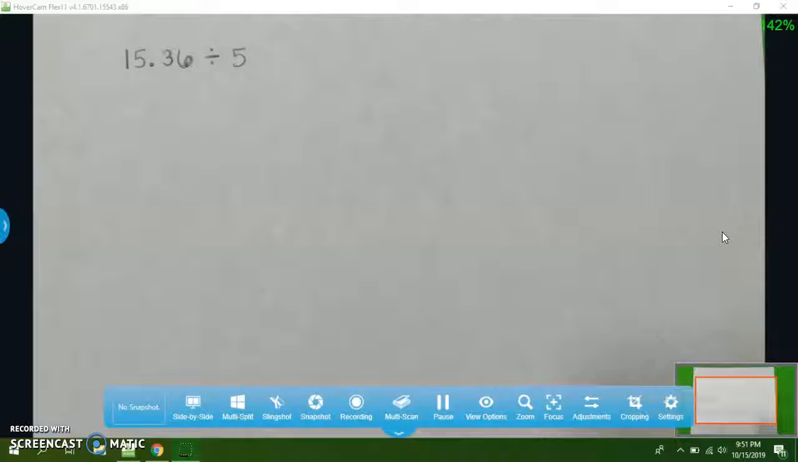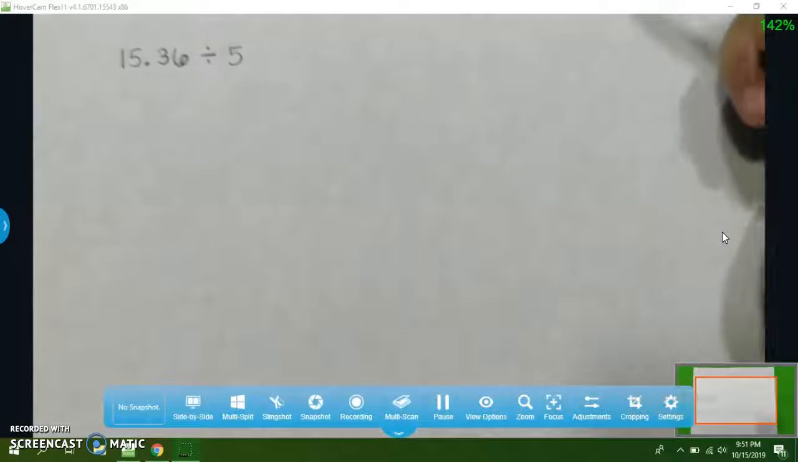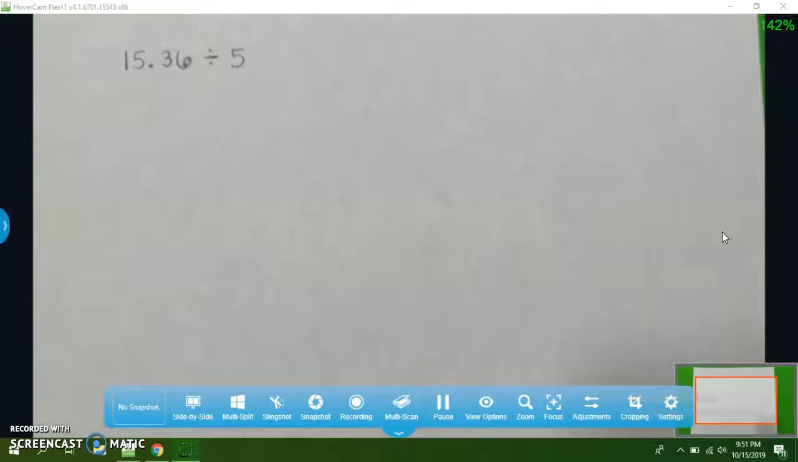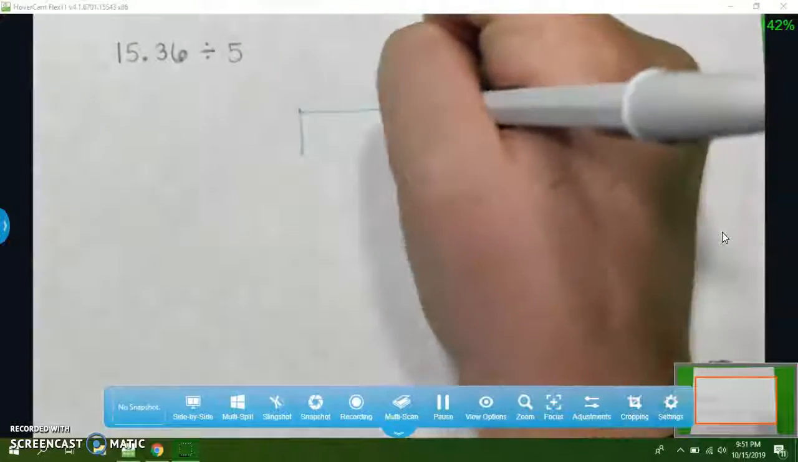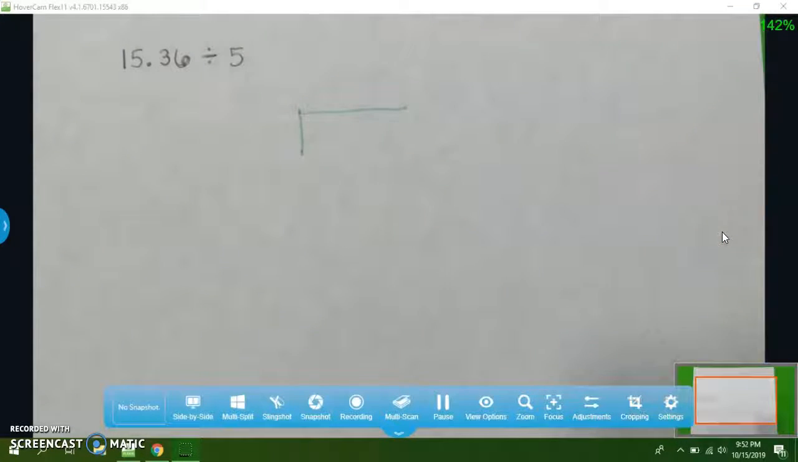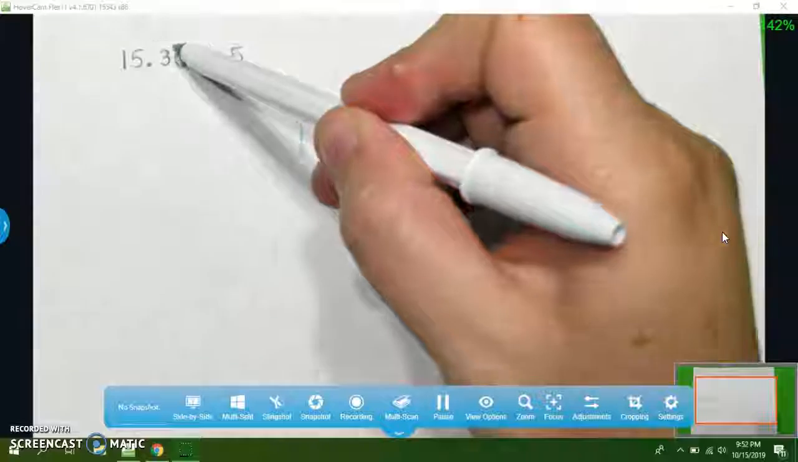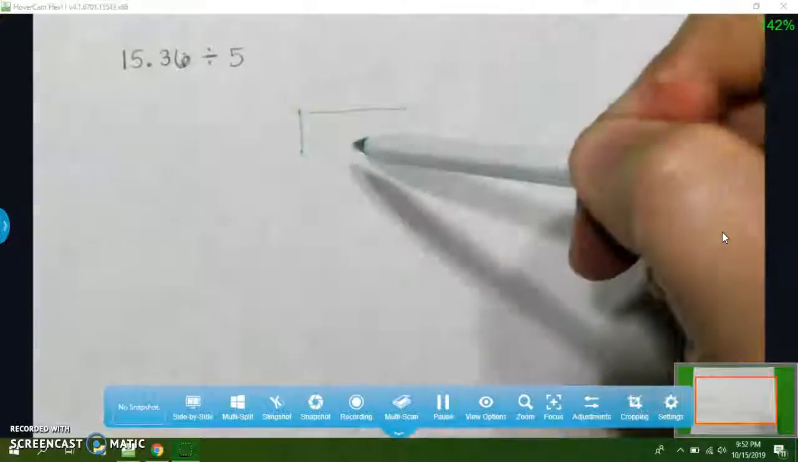Alright, our goal now is to find the quotient to a division problem, or the answer to a division problem that involves a decimal point in one or more places. And so when we look at this problem, we have 15 and 36 hundredths divided by 5. Now we can go ahead and set this up into your division house. And the first thing that you want to make sure you do is that whichever number is written first is going to go inside the house.